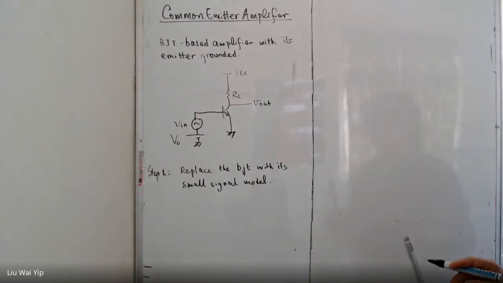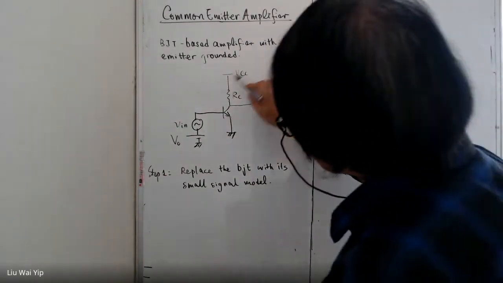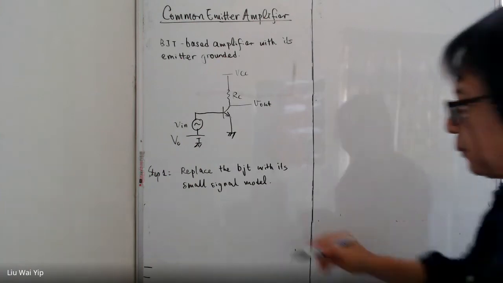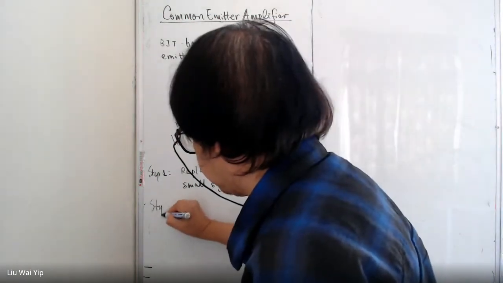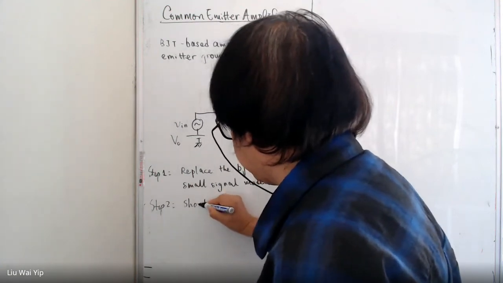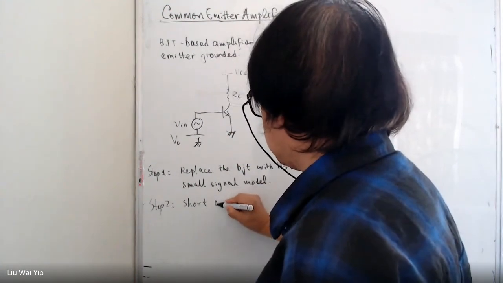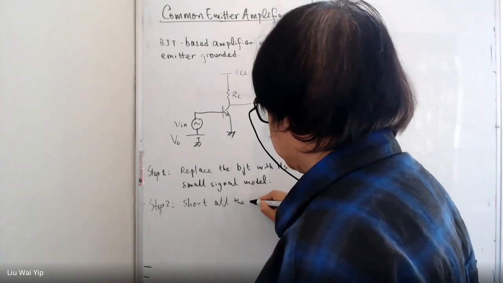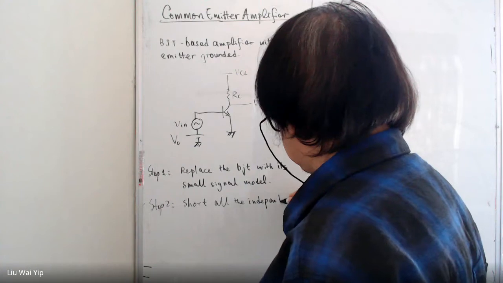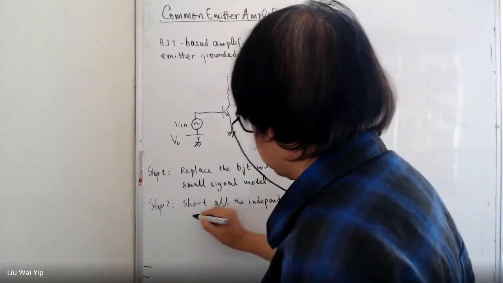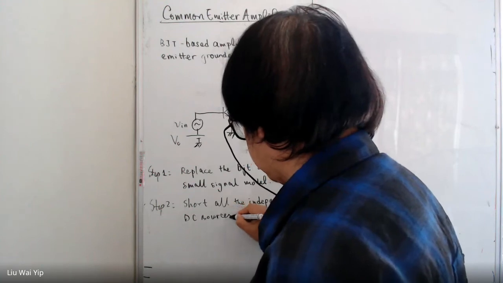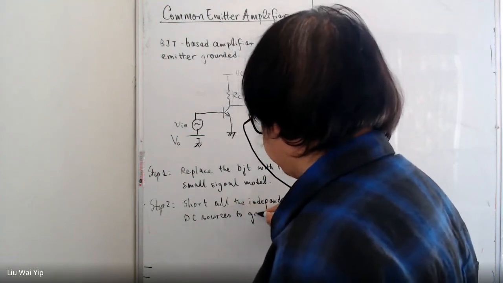The second point that we need is to short all the independent DC voltage sources to ground.